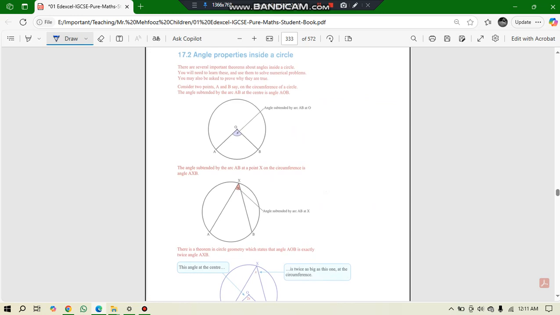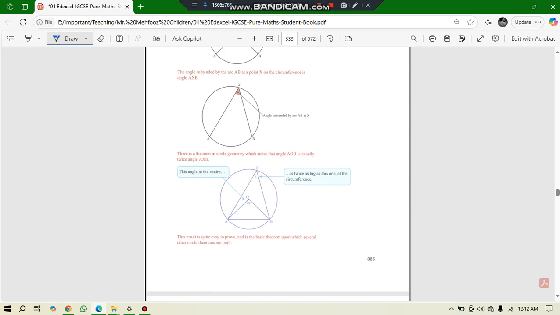Now we deal with the angle properties inside the circle. There are several important theorems about angles inside a circle. You will need to learn these and use them to solve numerical problems. You may also be asked to prove why they are true. So we use the angle theorems, as well as their proofs. Now consider 2 points A and B on the circumference of the circle, and the angle subtended by the arc AB at the center is AOB, right? Okay, that's obvious, that's a fact.